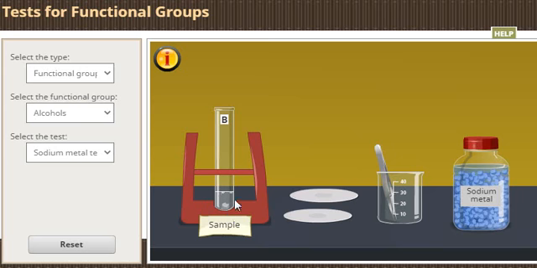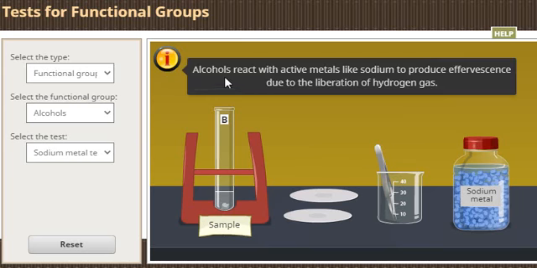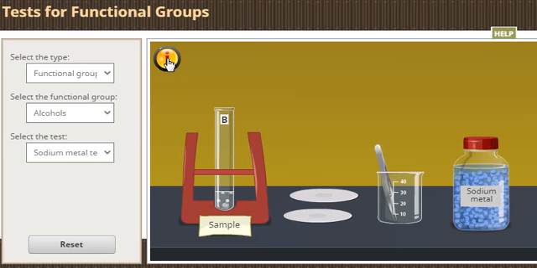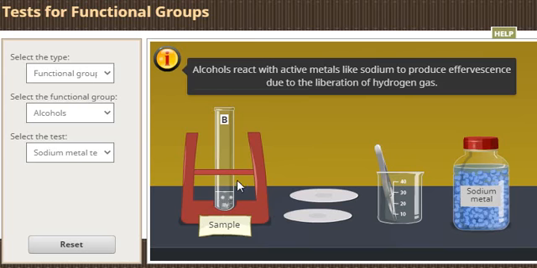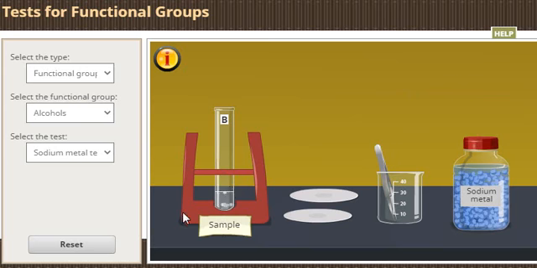The effervescence comes, with the evolution of hydrogen gas. These bubbles or the gas is called the effervescence. Now what exactly happens? Alcohol reacts with an active metal like sodium or potassium to produce effervescence with the evolution of hydrogen gas, and this effervescence is due to the liberation of the hydrogen gas.